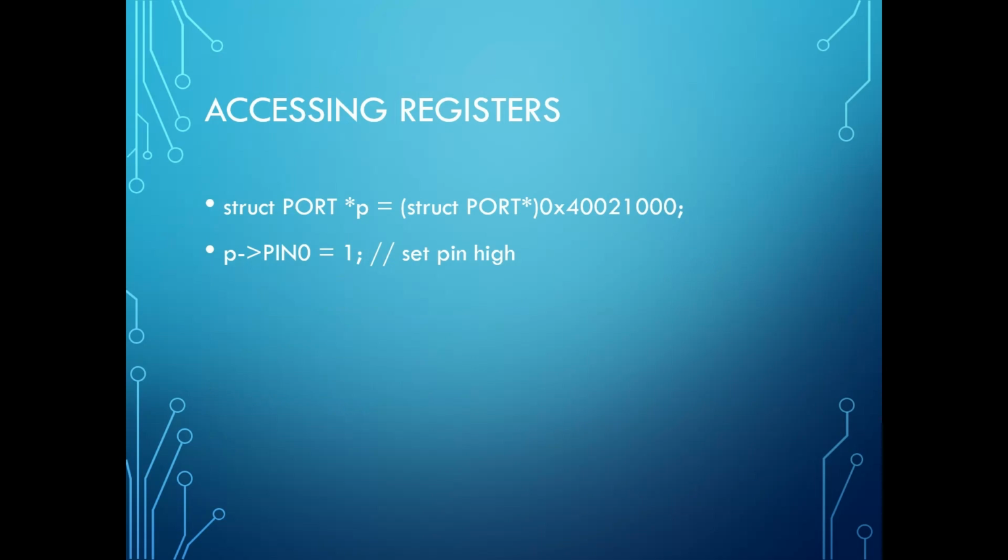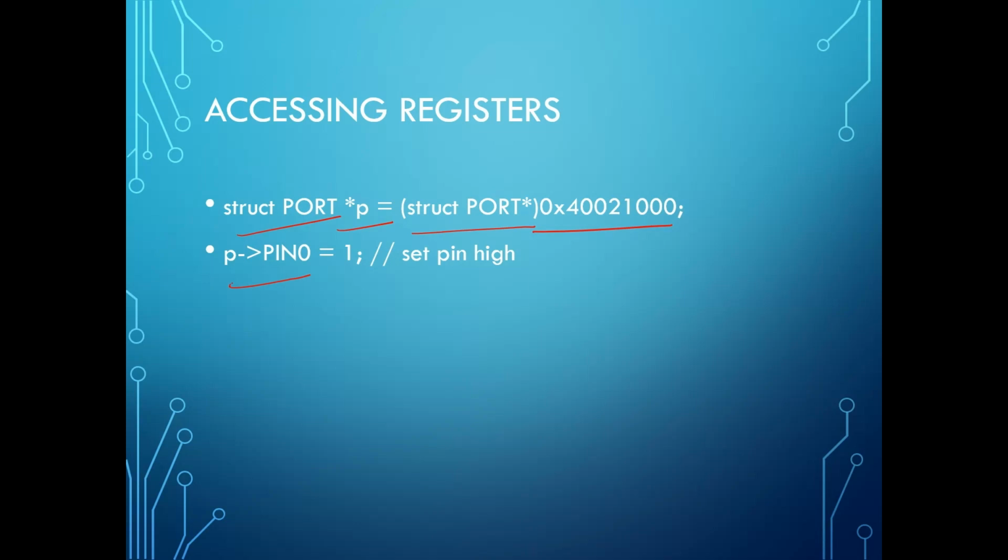How do you access the registers? If you see here, the address of a register is given. You have defined a struct port pointer. If you want to set the pin high, P pointer pin 0 is equal to 1, you need to set it. So what we are doing here is treating the address 0x40021000 hardware register as a structure. This is how an embedded system talks directly to hardware.